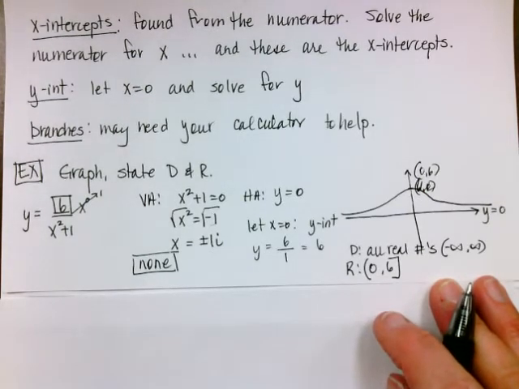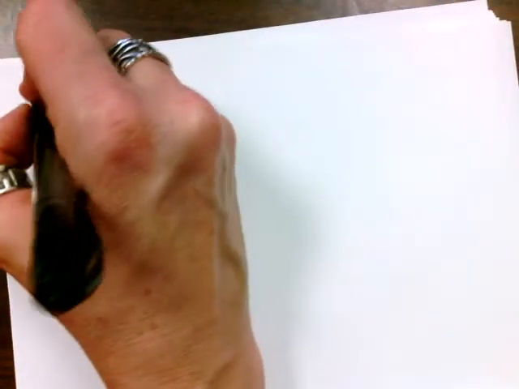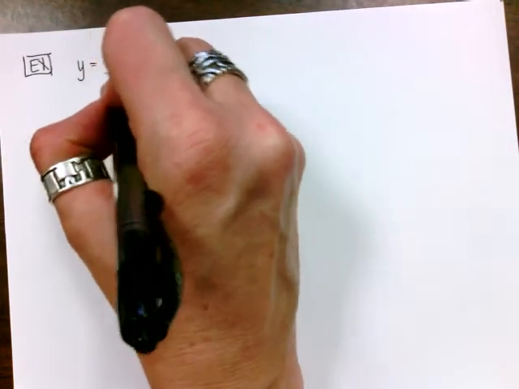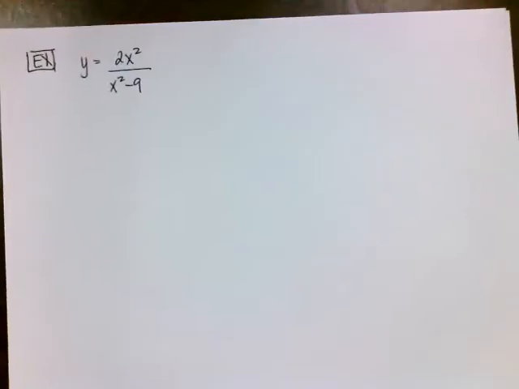So now what we're going to do is just a series of examples with graphs. All right, so let me do our next example. This one, same thing. It says to graph, state the domain and range. So my equation is y equals 2x squared over x squared minus 9. And we're actually going to do this one by hand first, and then we'll confirm it with our calculator.